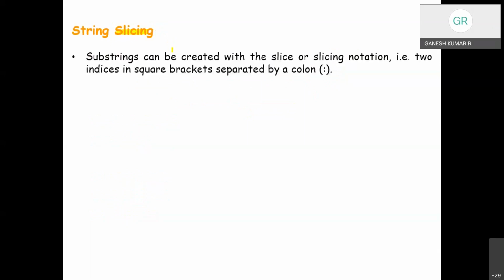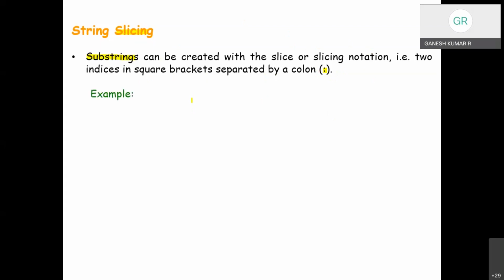Okay, next we have slicing. Slicing means making into pieces. By applying slicing, we can create substrings. A string can be made into several partitions, substrings, or subsets, with the help of the slicing notation. And this notation is represented by a colon. Colon is the slicing notation: two indices in square brackets separated by a colon. The colon symbol is used to represent the slicing operation.